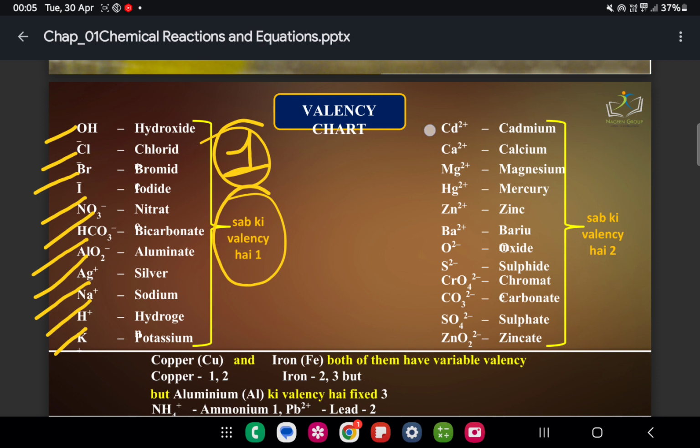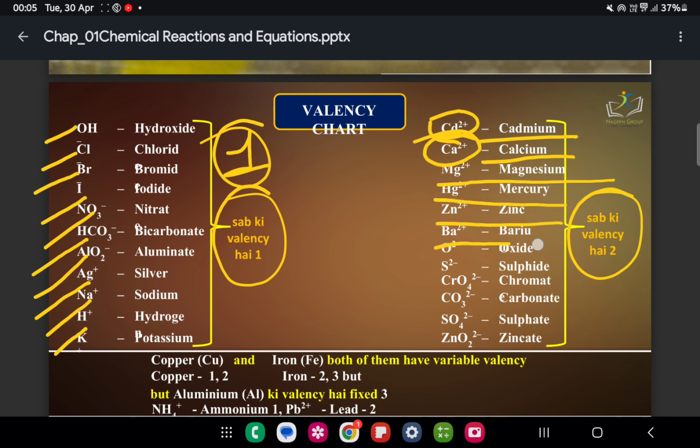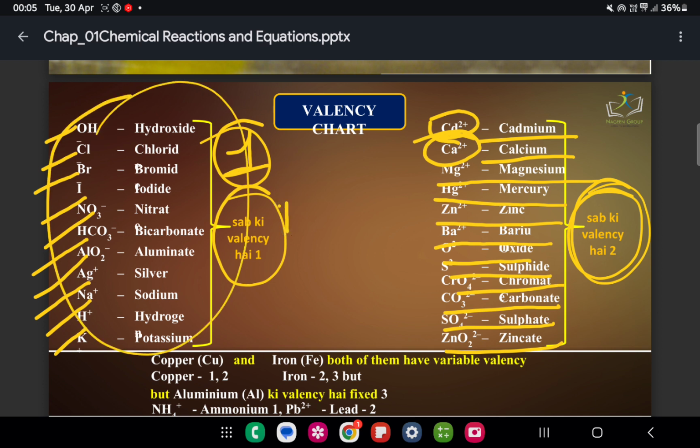Then cadmium has valency 2: Cd2 plus, Ca2 plus, cadmium, calcium, Mg2 plus, magnesium, Hg2 plus, mercury, zinc, barium, oxide, sulfide, chromate, carbonate, sulfate, zincate. These all have the valency of 2, and those have valency 1. Here 1 and here 2 valencies.